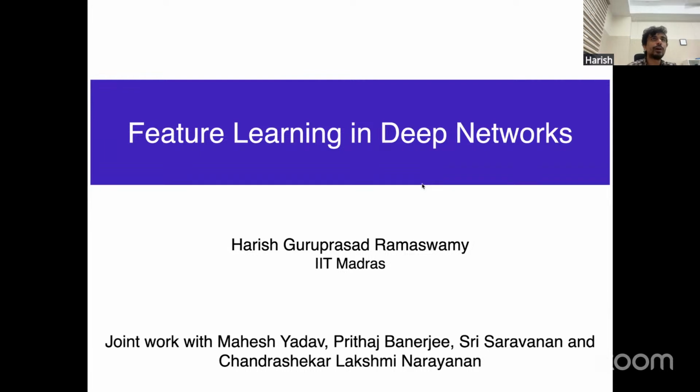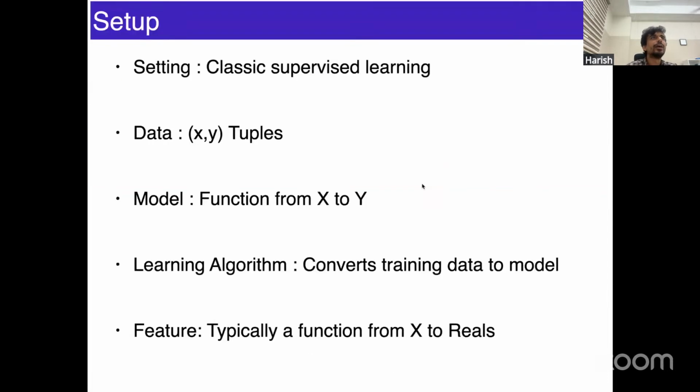I'm very happy to talk about our work on feature learning in deep networks. This is joint work with several of my students and Professor Chandrasekhar, also from IIT Madras. We will be working in the classic supervised learning setup. We'll have standard x, y tuples of data, and our goal is to learn a model which is a function from the instance space to the output space. The learning algorithm converts the training data into a model, and we will use the word feature quite a bit; it's abstractly taken to be some function from the input space to the reals. This is about all the background that you need to follow most of the symbols in the talk.